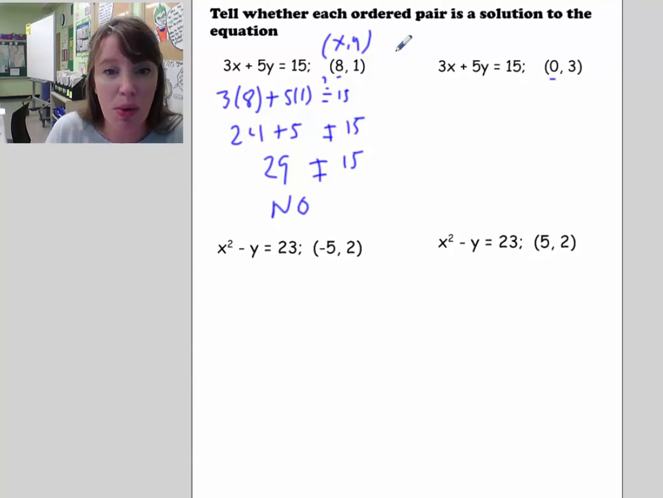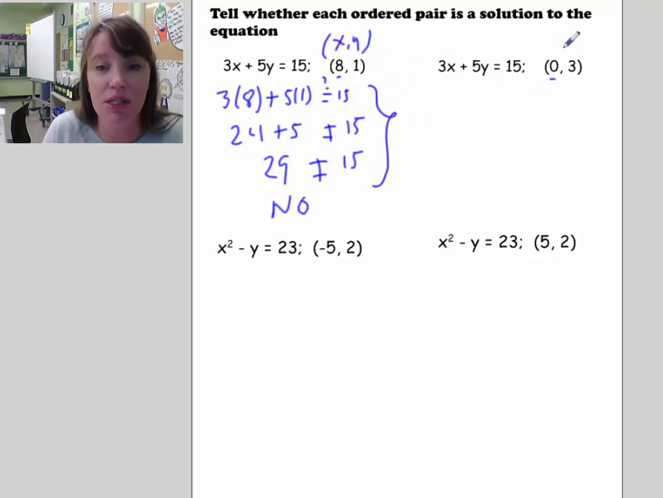Remember, you're annotating alongside these steps. You are saying that what you're doing here is you're substituting the 8 in for x and the 1 in for y because it's an xy coordinate, right? That should be an annotation along the side of this.